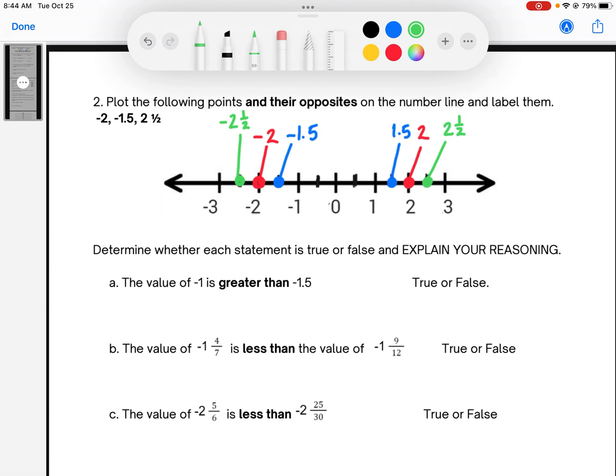So I just plotted all 6 points, right? Those points and their opposites. That is the first part. Now we are moving on to these true and false. Don't forget it says explain your reasoning in all caps for a reason because it's important, and if you don't, you will not get points.